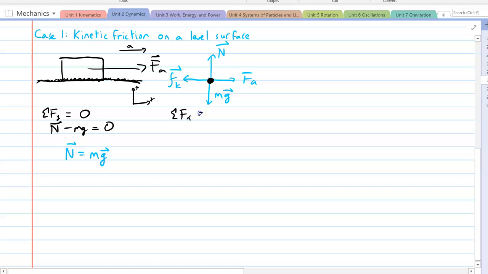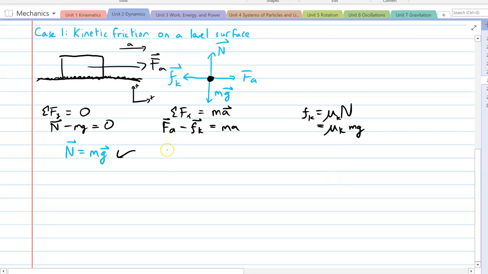The force in the horizontal direction is some acceleration force, right? So we have the applied force minus the kinetic friction force is equal to ma, and recall that the friction force is equal to the coefficient of friction, whatever it would be, times the normal force. Since it's kinetic, we want the kinetic coefficient, so it's mu sub k. We found the normal force right here, so it's mu sub k mg. So let's just keep going.